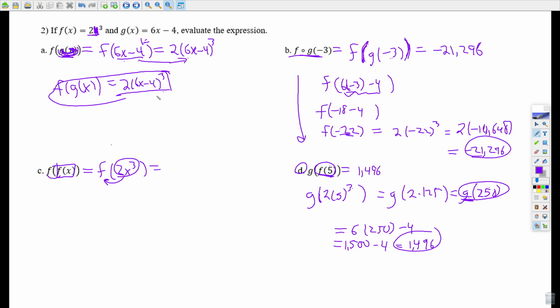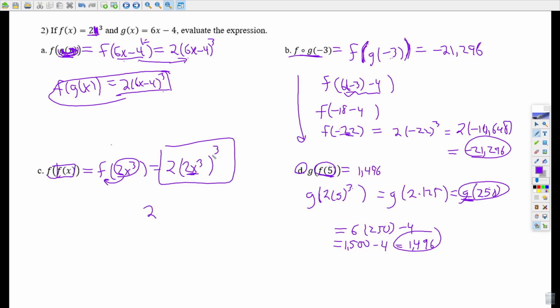So we're going to have 2 times whatever we have in this parentheses. 2x to the third raised to the third power. And that's all I want you to do. Like, that would be your answer, right? If you want to go further, I could do that quickly. You don't have to, but I could show it.